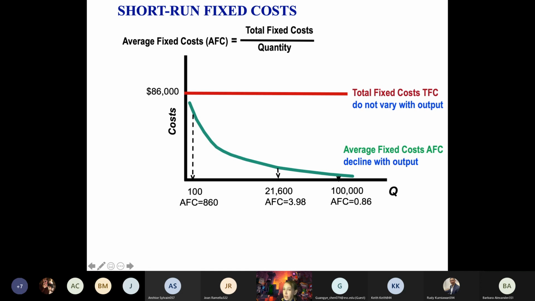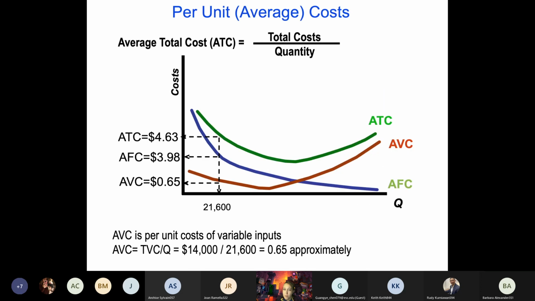Notice that if you were to increase your output to 100,000 cups of coffee, the more you produce, the more you spread the overhead expenses over more and more units. So that would be about 86 cents per cup. So cheaper and cheaper. Fixed costs become smaller and smaller per unit of output as more is produced. So average total cost and average variable cost. We saw the blue line, average fixed cost, going down as we spread it across more and more units.